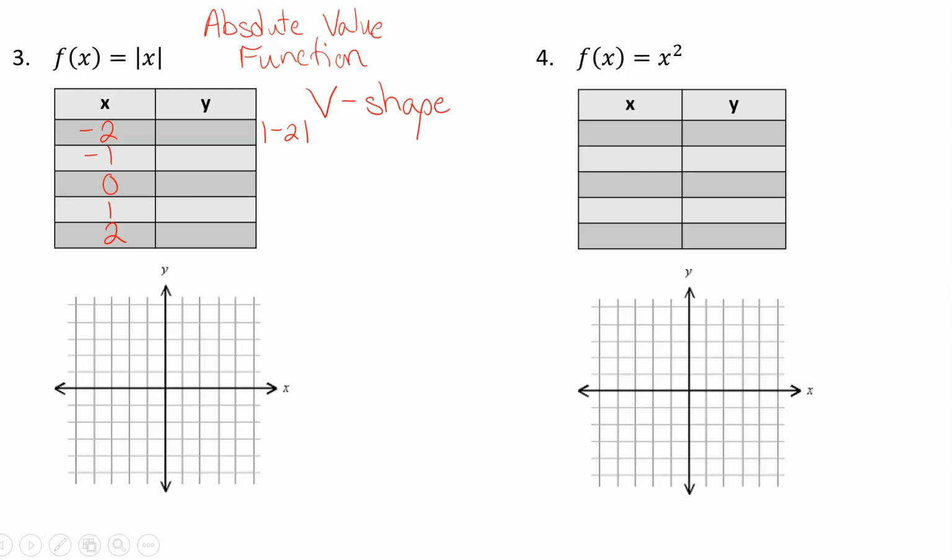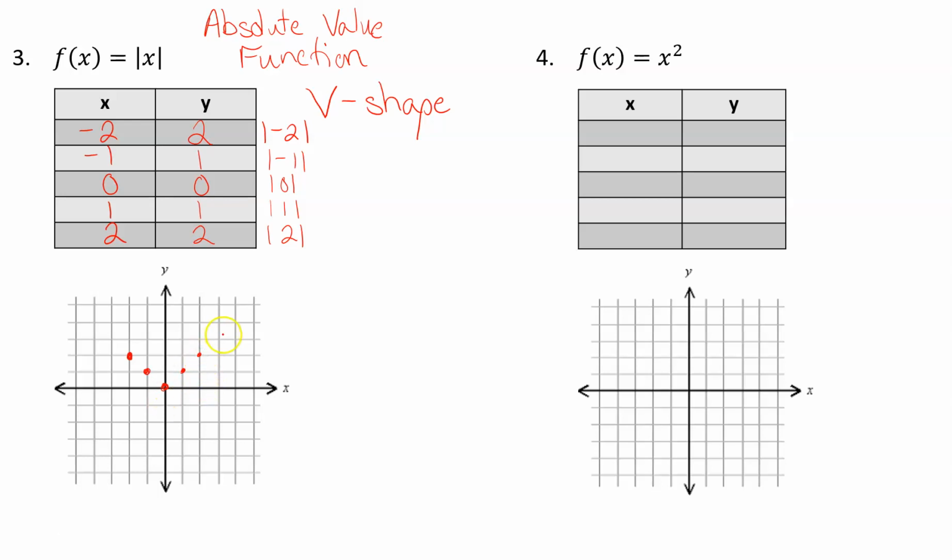Okay, so absolute value is always positive. So we take the absolute value of -2, we get +2. We take the absolute value of -1, we get +1. Absolute value of 0 is 0. Absolute value of 1 is 1. And absolute value of 2 is 2. Okay, let's plot. So -2 on the x, left 2, and +2 on the y's up here. -1, +1, 0, 0, 1, 1, and 2, 2.